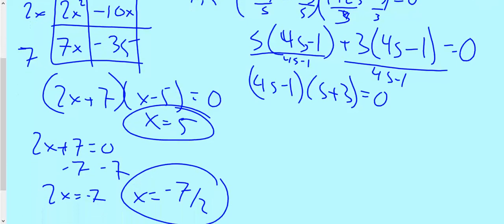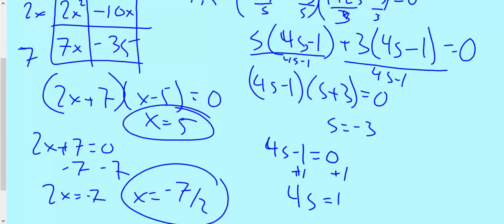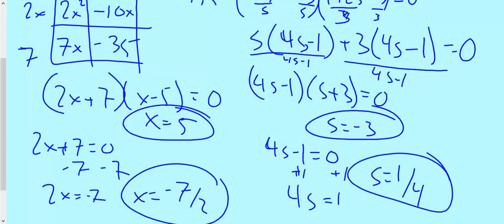And again, you could have done that using the box. This one's easy. It's s equals negative 3. The other one is 4s minus 1 equals 0. Add the 1, and divide by 4. s equals 1/4. Alright, so there's your answers.